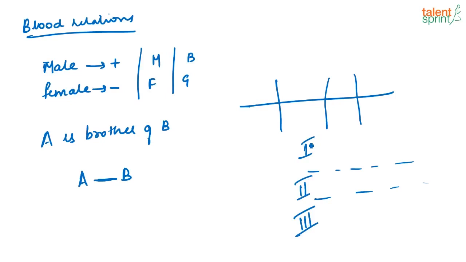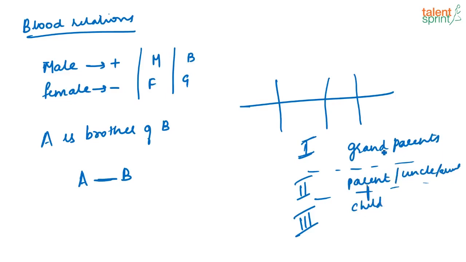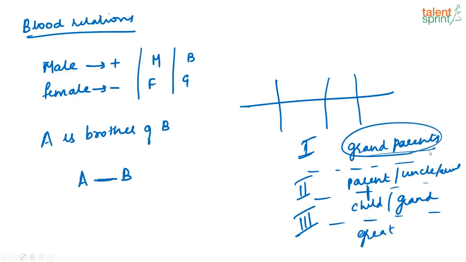Always the topmost generation is the first generation. That is the generation of the grandparents. Then you have parents, uncles, aunts, all of them belonging to the second generation. Third generation will be children, or the children of these people, or grandchildren of the grandparents, right? They are all coming in the third generation. Now if you have a fourth generation, that will be the great grandchildren of this first generation. So these are the major generations that you will have in questions.